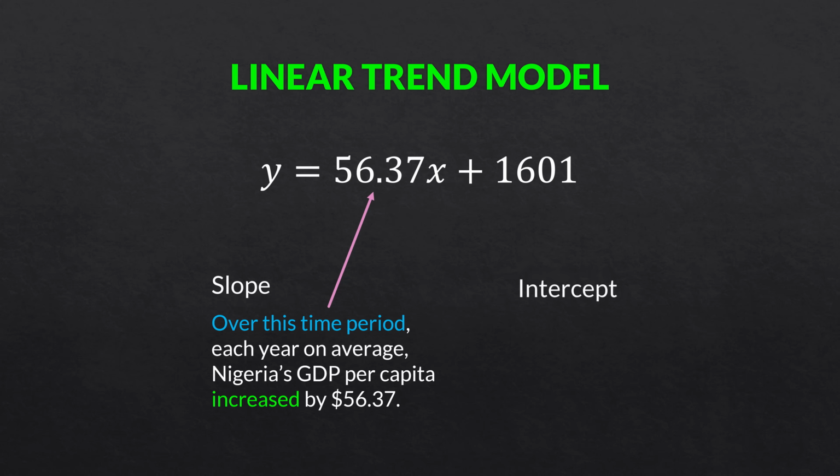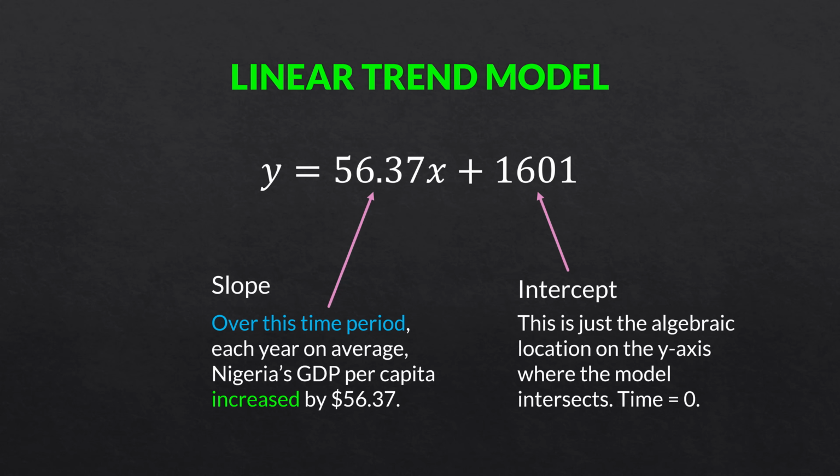Since it's positive, we know that it's increasing. Now the intercept over here is just the algebraic location on the y-axis where the model intersects, so times 0. It's usually not that important as we focus on the trend and the magnitude of the trend that we find in the slope. But it is an equation that we can use to graph the line.